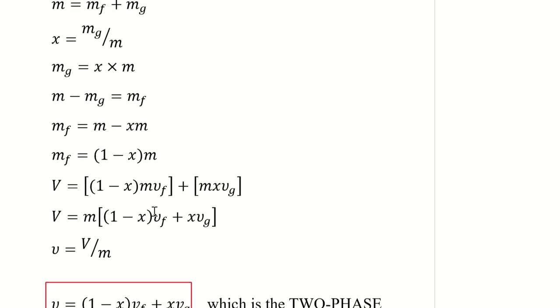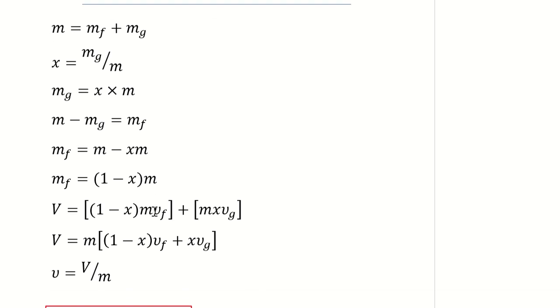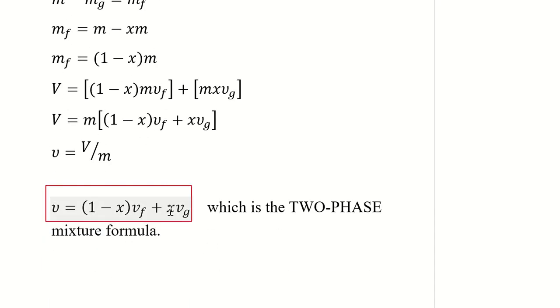I would encourage you to get a paper and go through it again. It is a very simple thing once you look at it for the first time, because it is how many lines? 1, 2, 3, 4, 5, 6, 7, 8, 9, 10 lines. But it can be really hard if you take it for granted. So this is the two-phase mixture formula.